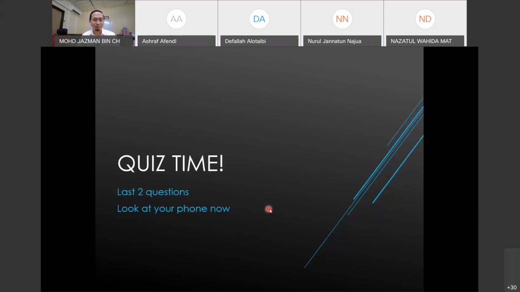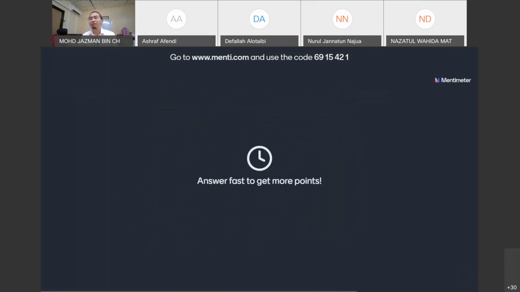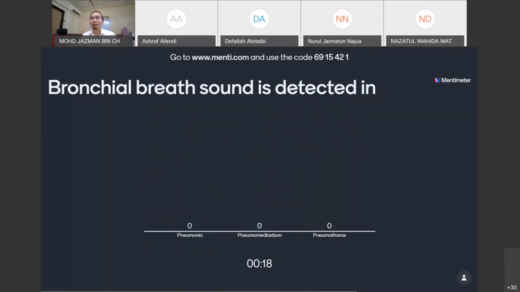All right. Last two questions. Please look at your phone now. Answer fast to get more points. Bronchial breath sound is detected in: A. Pneumonia, B. Pneumomediastinum, sorry for the typo, C. Pneumothorax. Pneumomediastinum is the air within the mediastinal space. Pneumothorax is air within the pleural space.